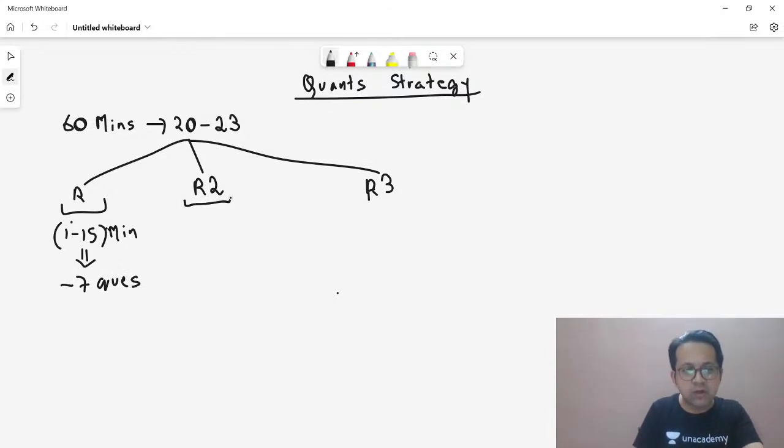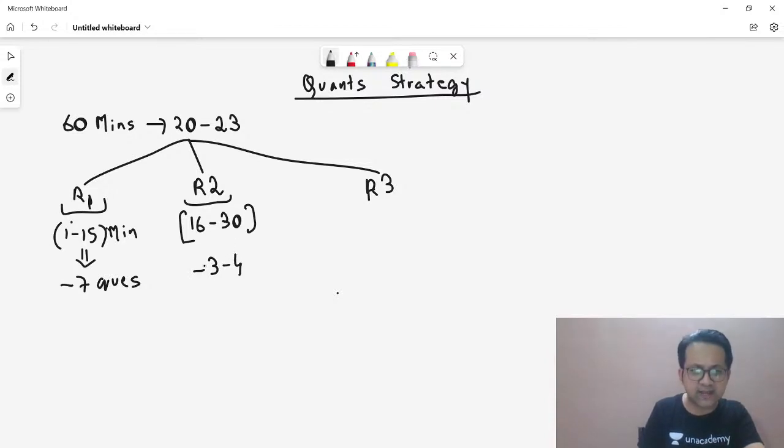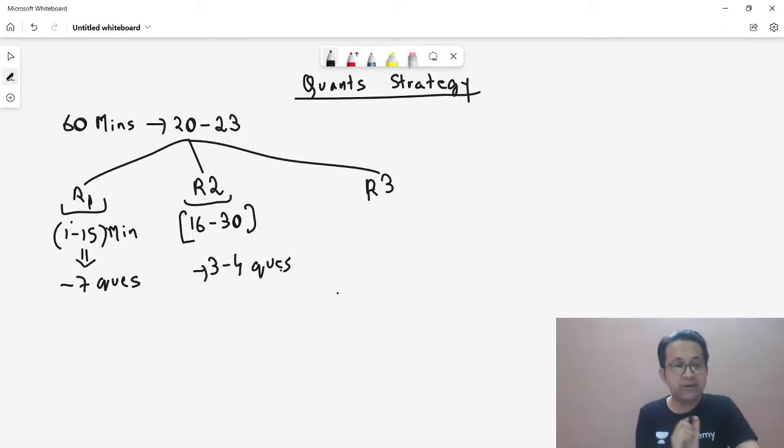What is round 2? Round 2 would be another 15 minutes, but again 16 to 38 minutes. You are targeting round 2. This time you will not be able to solve 7 of them. Why? Remember round 1 where the sitters were the easy questions. You could easily solve 7 out of the 15. But in round 2, you'd probably get only around, let's say, 3 to 4 questions correct. Even if you get 3 to 4 questions correct, you have done your job. You are now at around 11. You have almost cleared the cutoffs.